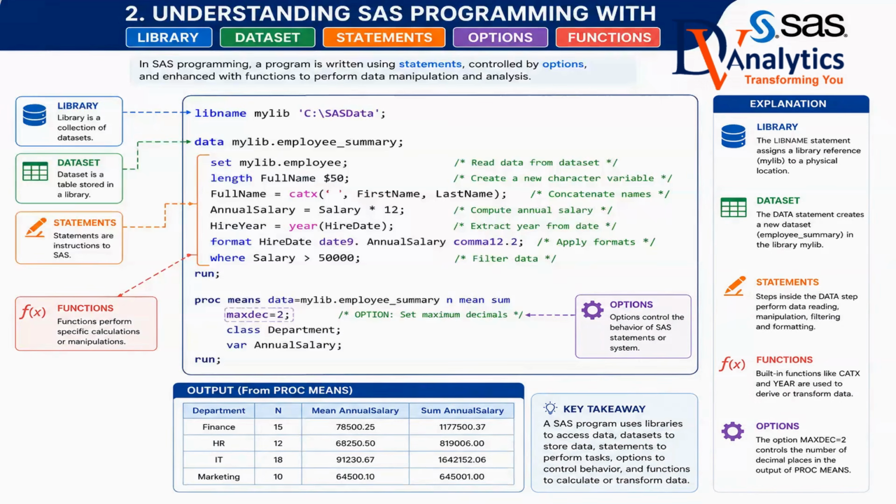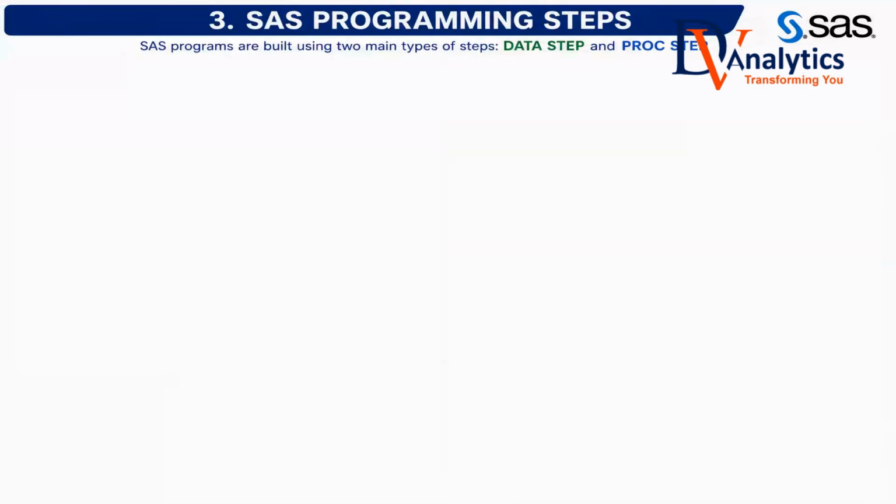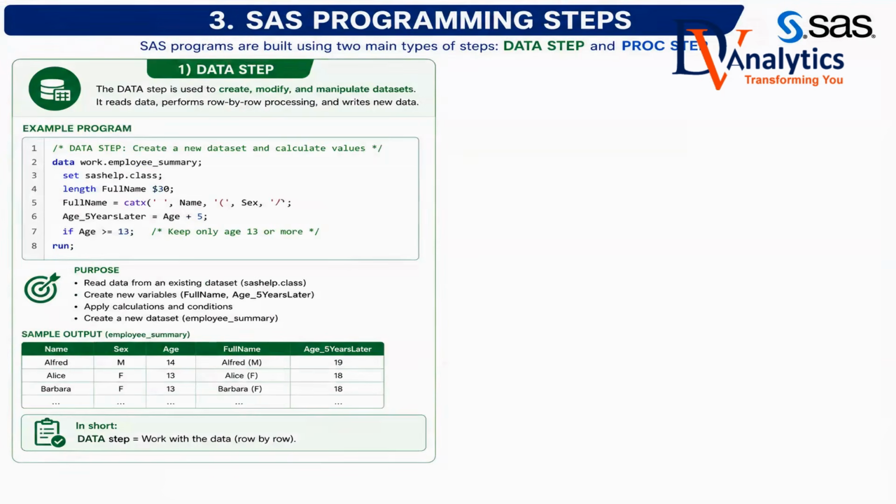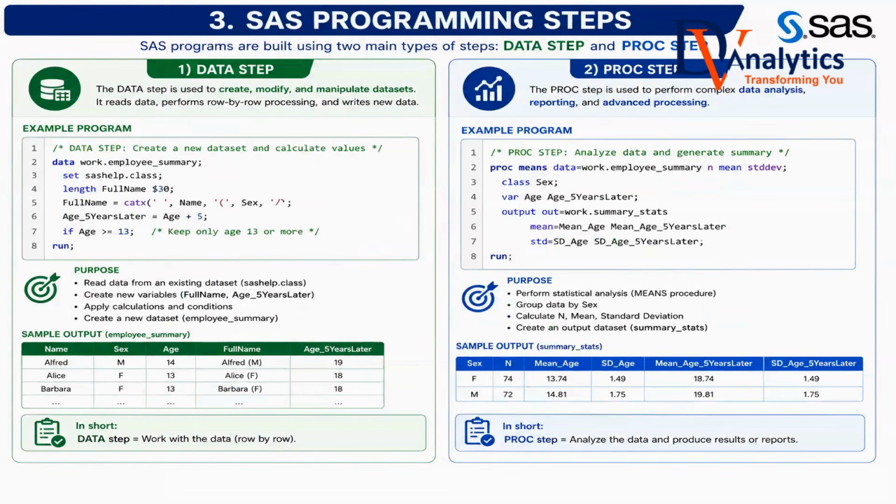Yes, sir. Now the third one is SAS programming steps. We understand the data step, starting from the data statement to the run statement, to create the data set. The proc step prints the output of a data set. That is where proc print, proc contents, proc means, these are the proc steps. So every program in SAS is based on two steps: the data step and the proc step. The data step creates the data set, and proc prints the data set.